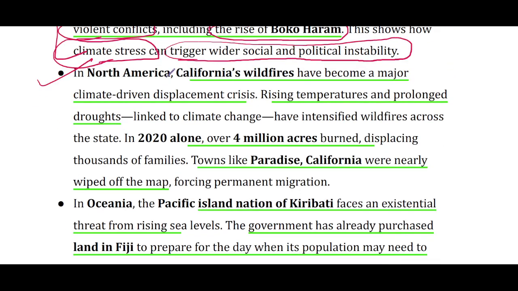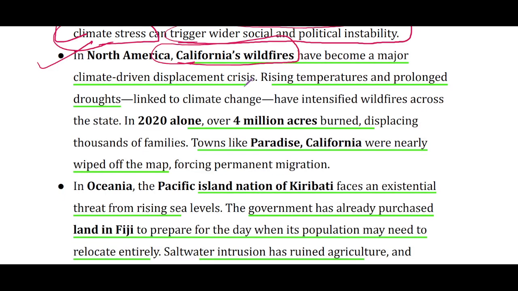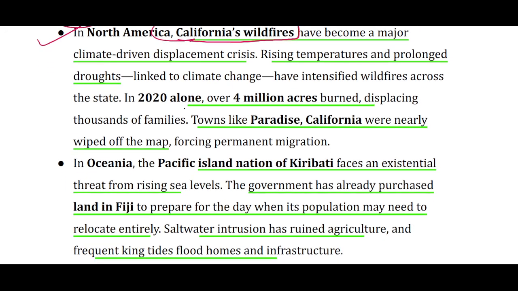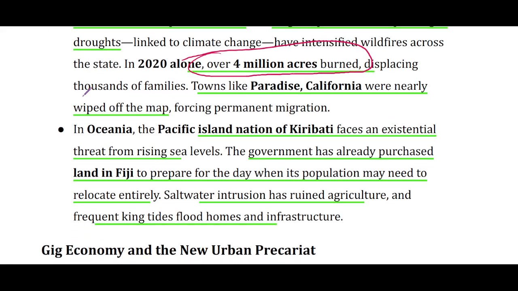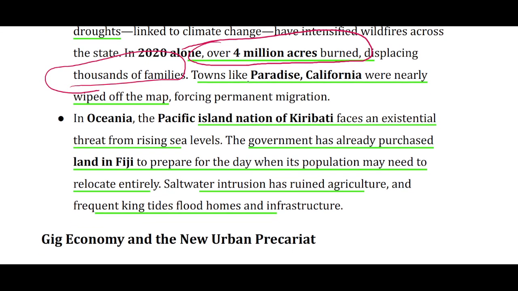Next case study is about California's wildfire. These wildfires, which have burned for the last 5 or 6 years, have burned over 4 million acres and displaced thousands of families. Towns like Paradise were completely wiped off the map.